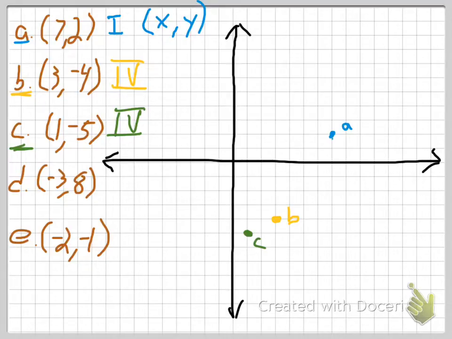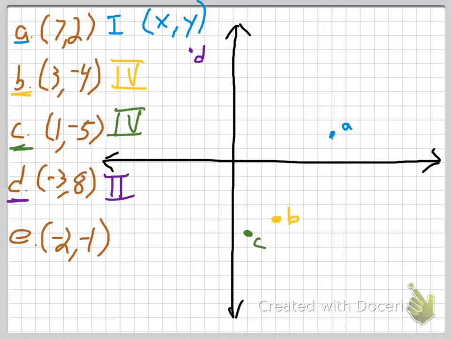Okay, let's look at letter D. Letter D is negative 3, 8. This time my x value is negative, so that means I have to go to the left 3 places: 1, 2, 3. But my y value is positive, so I need to go up 8: 1, 2, 3, 4, 5, 6, 7, 8. And this is letter D. That's in quadrant 2.